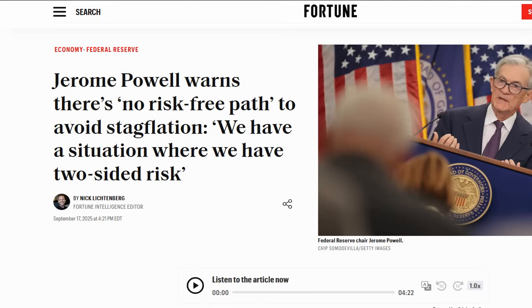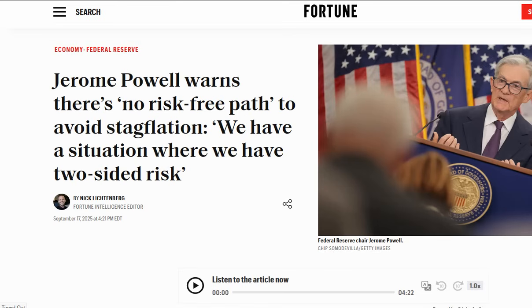Their projection is that by 2028, in the next couple of years, we're going to have inflation down to 2%. And the reporter said, hey, this is what you said two years ago. And that's when Powell's talking about the upside risk with inflation and the downside risk with employment. Powell said we have a situation where we have a two-sided risk, which is the risk of stagflation.